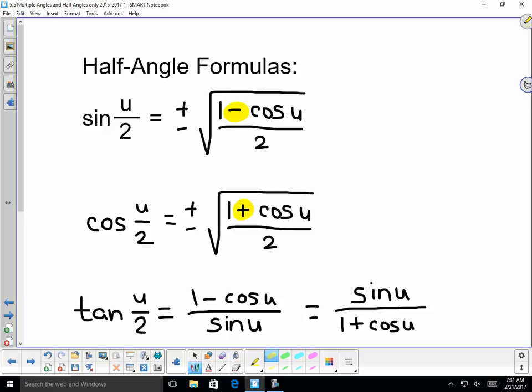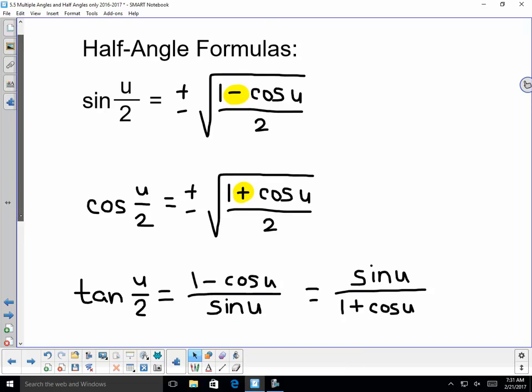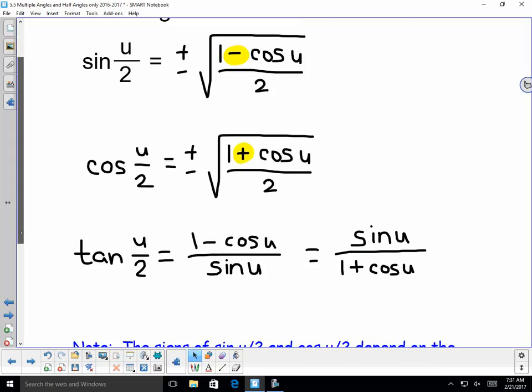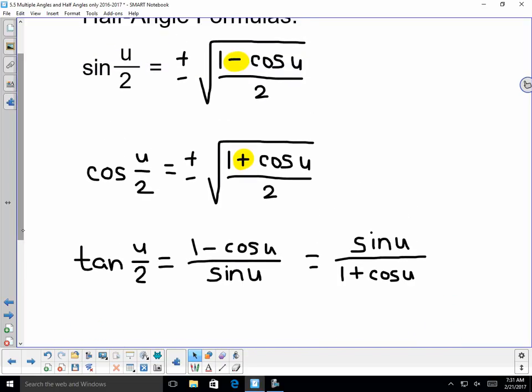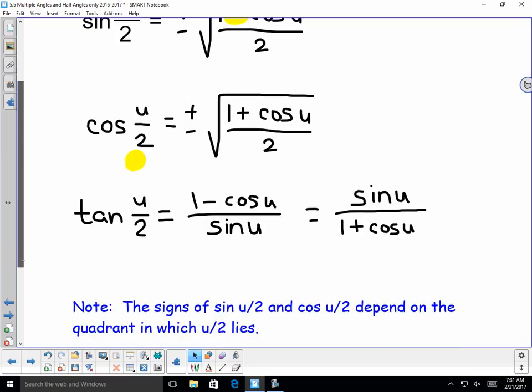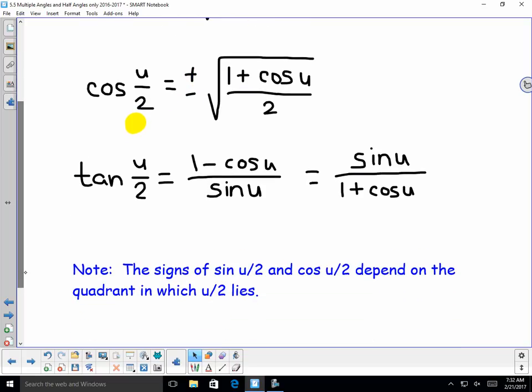And the tangent of u over 2 could be either written as 1 minus cosine u over sine u, or sine u over 1 plus cosine u. That's the formula for tangent of u over 2. Note that we see a plus or minus here, and that plus or minus, we decide on that based on what quadrant the angle u over 2 is going to be in.